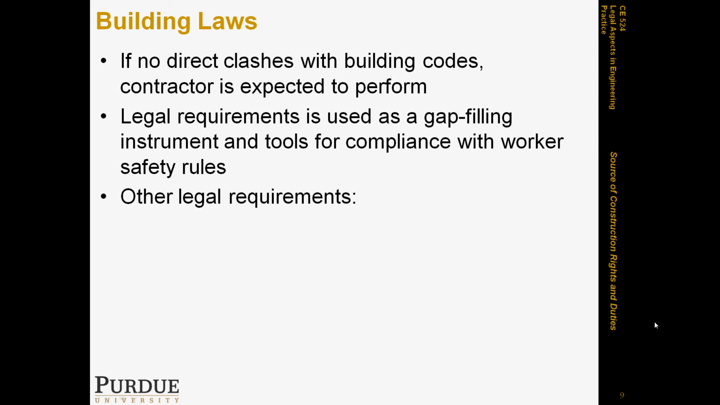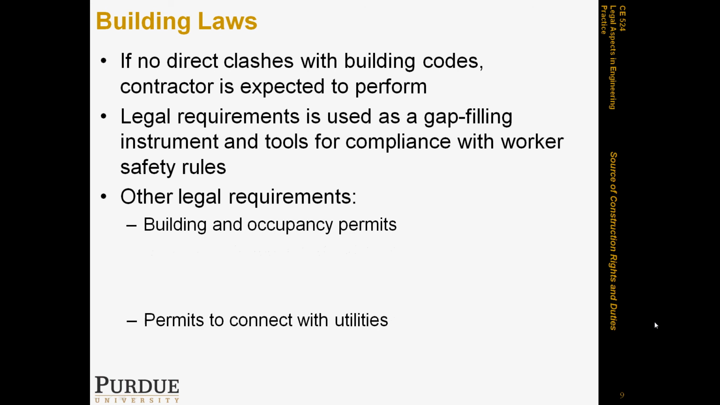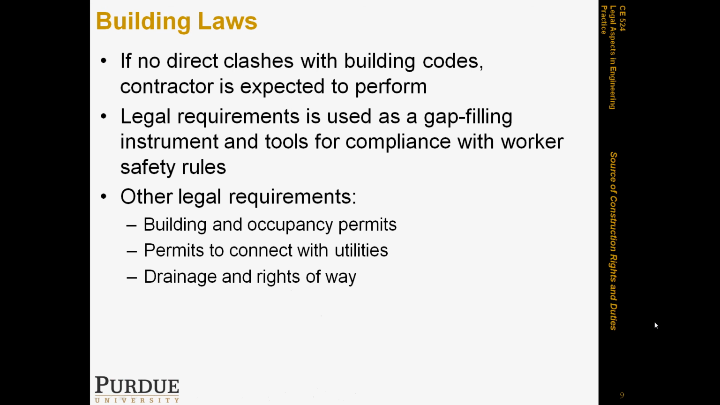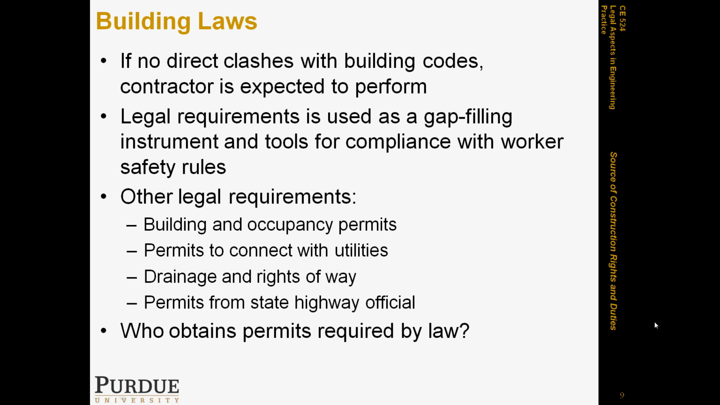Other legal requirements, from the construction law perspective, the legal side, include things such as building occupancy permits, permits to connect utilities, drainage and rights of way, and permits from the state highway officials. All of these types of permits exist and may be required for that specific contract, and the question is, who gets those, who buys those?